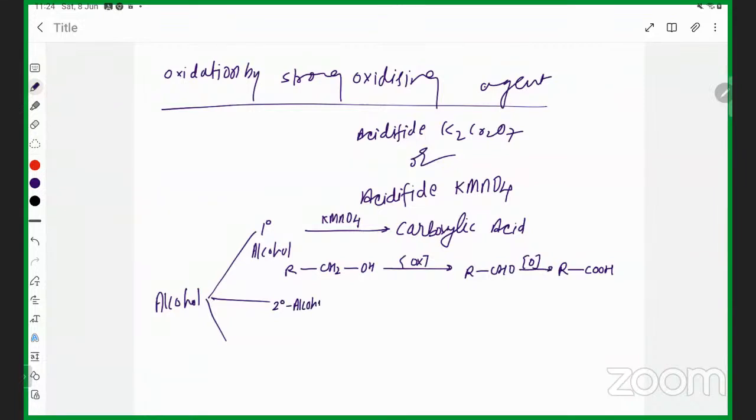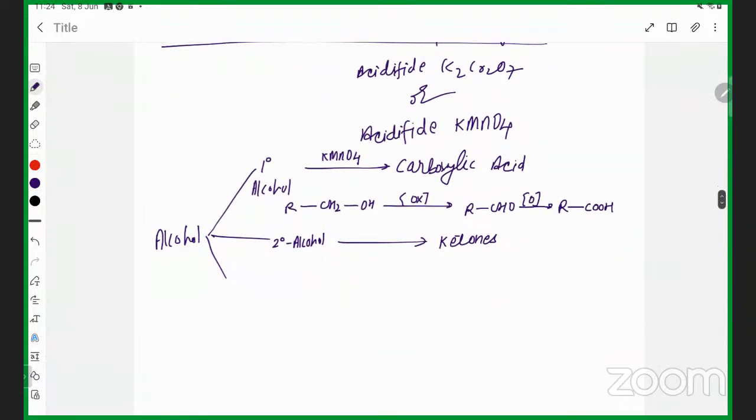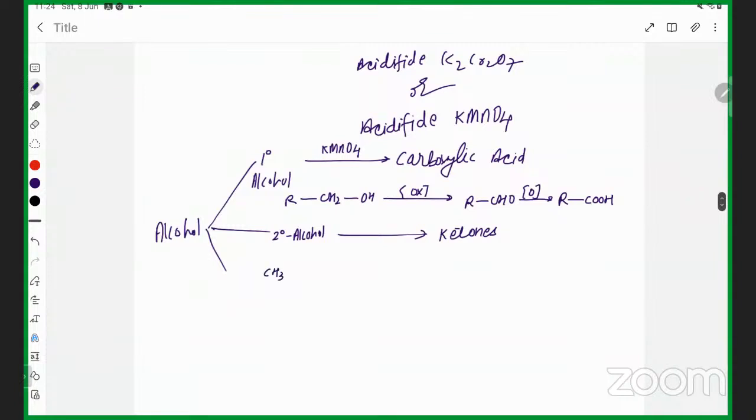2-degree alcohol, if you are talking about it, will give ketones. If you use the KMnO4, it will give ketone. And if you are taking 3-degree alcohol, this will give the alkene.